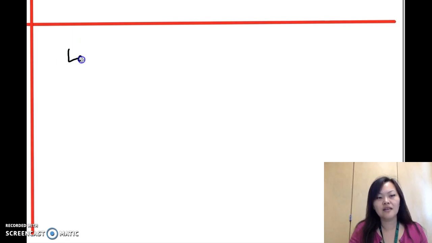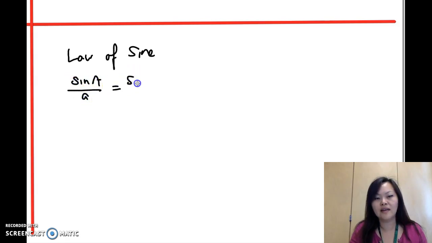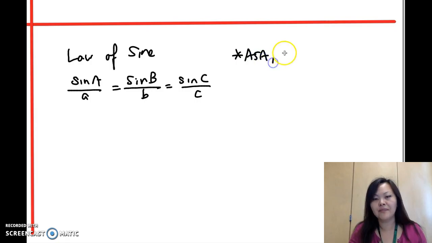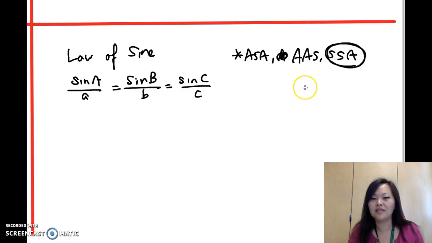The law of sine was sine A over side A, sine B over side B, and sine C over side C. And we use this for ASA, AAS, and SSA, okay? And this was the tricky one, the high maintenance one, okay? You could have 0, 1, or 2 triangles.